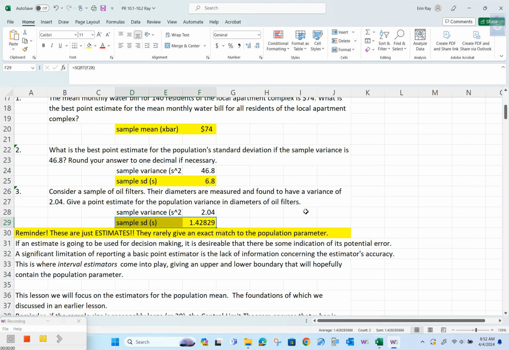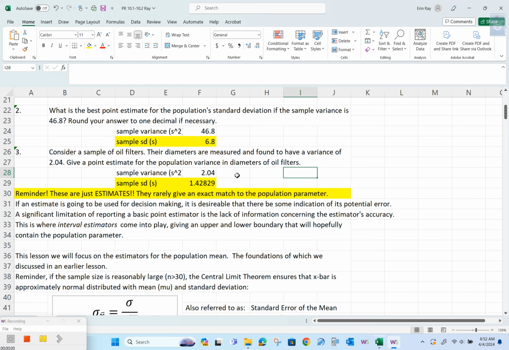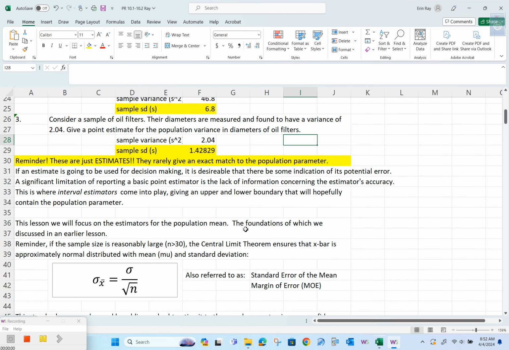Okay, these are estimators. In a perfect world, they would be exactly equal to the population parameter that they relate to. However, that doesn't happen perfectly in real life. So what we're going to do is talk about how we decide whether an estimator is reasonable or good. And that's what we're going to talk about in terms of interval estimators.